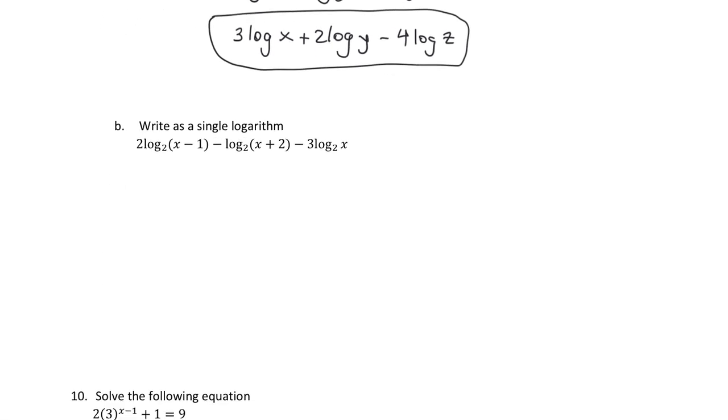Now for part B, we're going backwards. We have several logarithms that we need to condense into a single logarithm. So we're going to do everything in the reverse order, starting with these numbers. These coefficients need to be written as exponents.